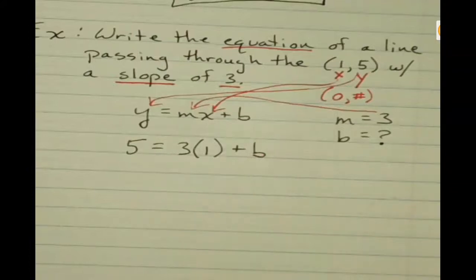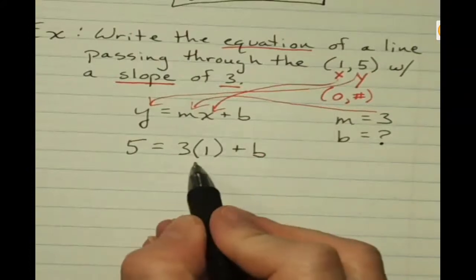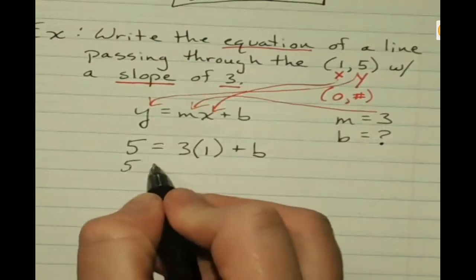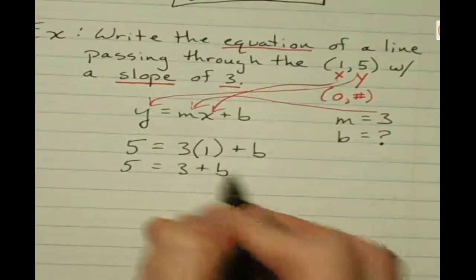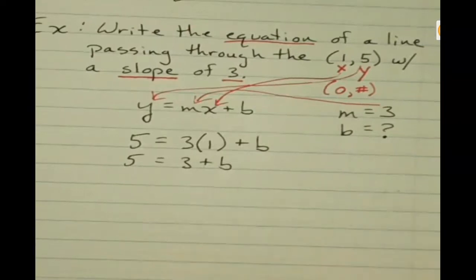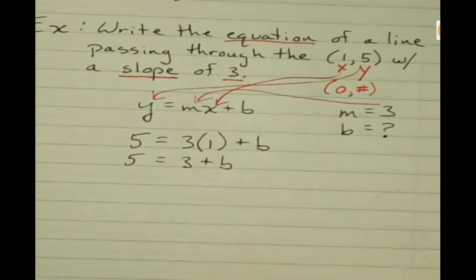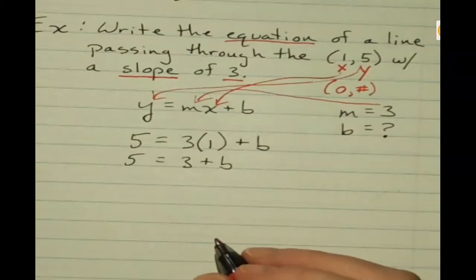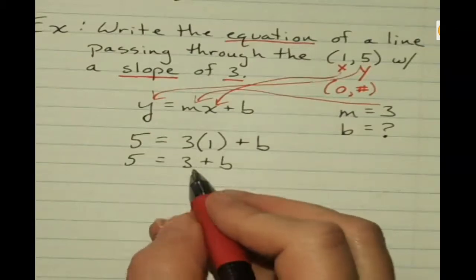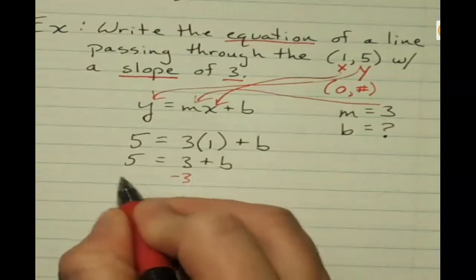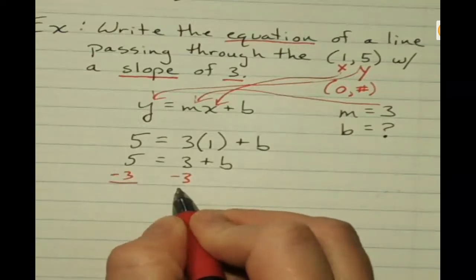Now I solve. What is 3 times 1? 3. Now what do I do if I'm solving for B? Emily, what do I do if I'm solving for B? That means I want B all by itself. Do I add 3? There you go. So I'm going to subtract 3 on both sides.